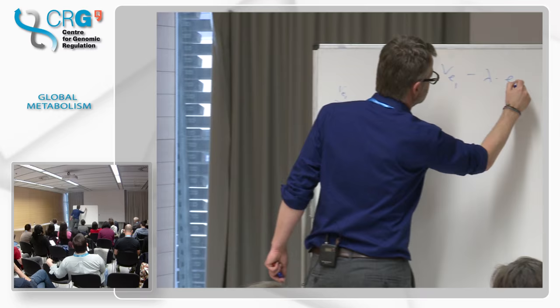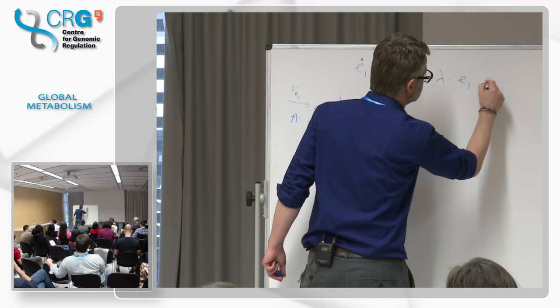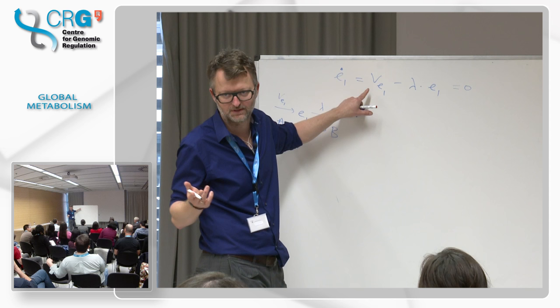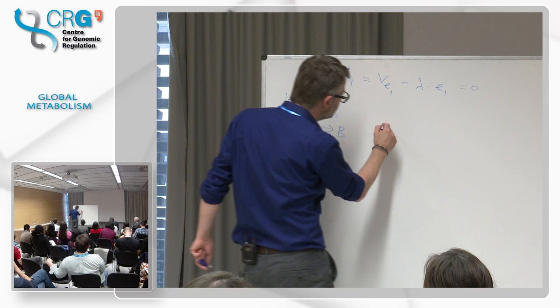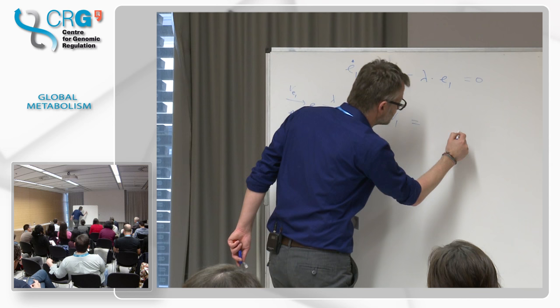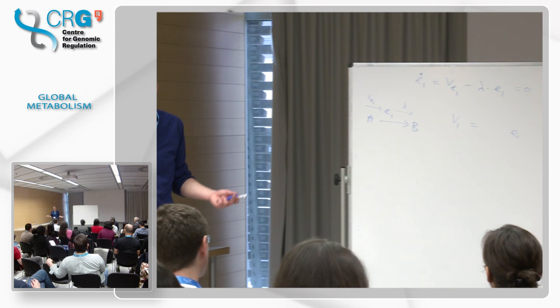Like this. So if that is zero, and if I would know the protein, I would know what this rate should be, right? So what I need is a coupling between my V1, my metabolic rate, and my enzyme level. And of course we would need kinetics for that. We're back at kinetics.